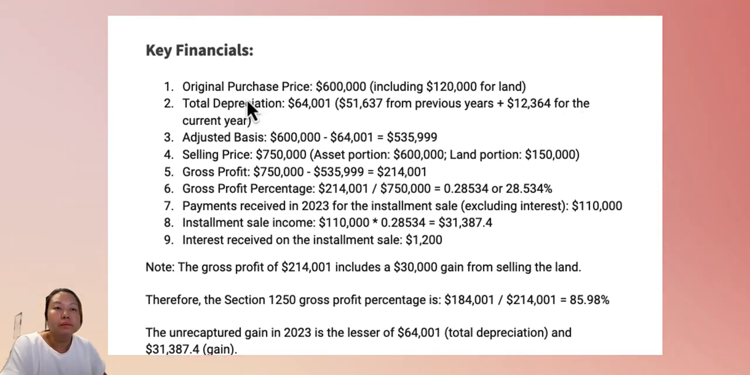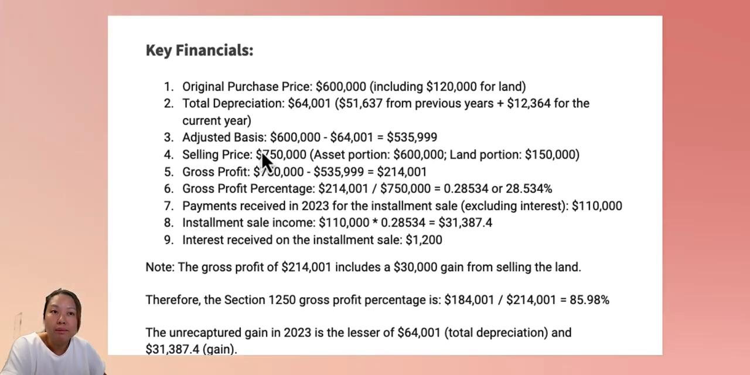So we just assume that we bought a property, a single family home, for $600,000, including $120,000 for land. And the total depreciation that we took was $64,001. That was about $51K for the previous year, and the current year, which is 23, is about $12,364. And next we need to calculate the adjusted basis.